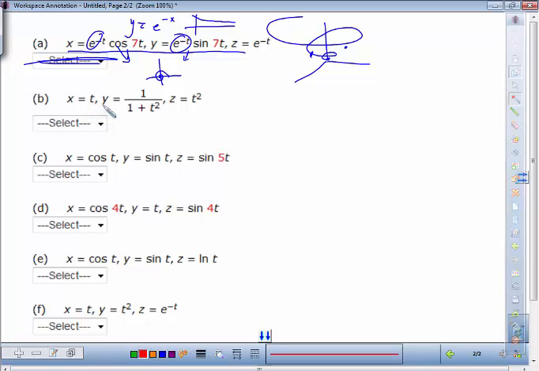We have x is equal to t, y is equal to 1 over 1 plus t squared, and z is equal to t squared. Oh boy. All right. So x equals t is just a linear function. Do you know what y equal to 1 over 1 plus t squared looks like? Do you know what 1 over 1 plus t squared looks like?